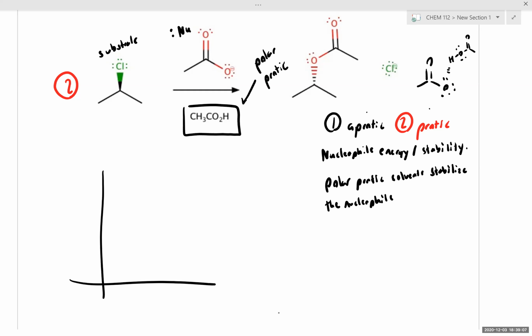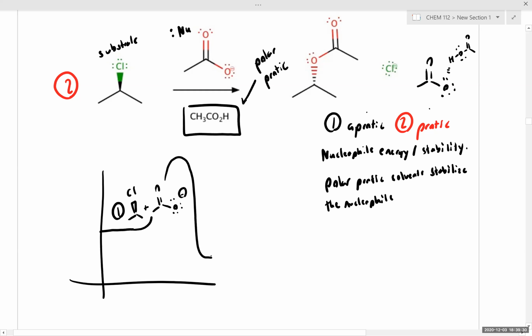So polar protic solvents stabilize the nucleophile. So then our aprotic system will be higher in energy, because our nucleophile is not stabilized by our solvent. Okay, so the pathway will proceed through our transition state.